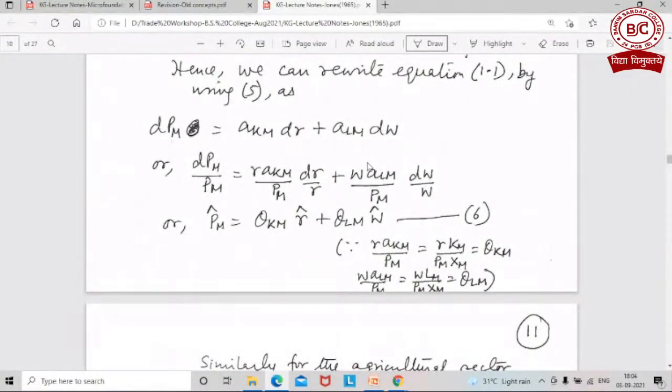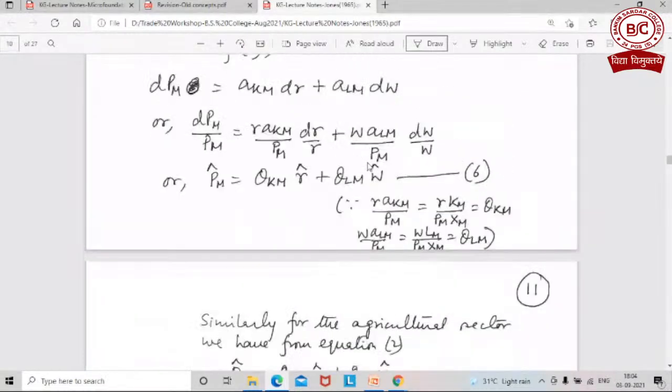But I am not interested in this mathematics. Of course, this is important, but what matters to me is result six. You see that change in PM is equal to theta KM R hat plus theta LM W hat. Now tell me, what is the sum of theta KM plus theta LM? One. So it's the weighted average. So PM hat is the weighted average of R hat and W hat. So the change in the price level of the manufacturing sector is the weighted average of the change in the rate of return of capital and the change in the wage rate of the workforce. Is it okay? Yes, sir.